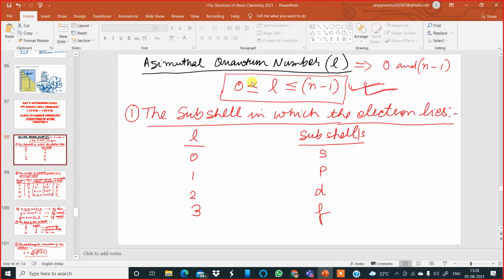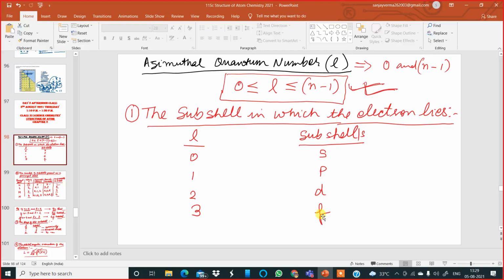So azimuthal quantum number l, its value ranges between 0 and n minus 1. So this relationship is important over here. l must be less than or equal to n minus 1, where n stands for the principal quantum number, and on this side l is greater than or equal to 0. So we can have values from 0 to n minus 1. It provides the following information. Number one is the subshell in which the electron lies. So 0 is s, 1 is p, 2 is d, 3 is f.